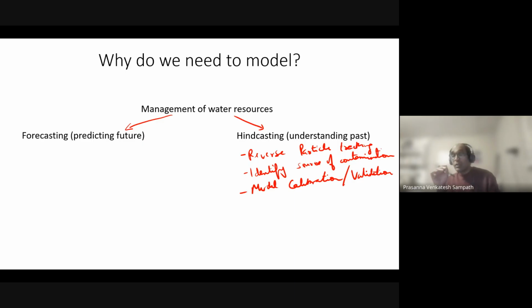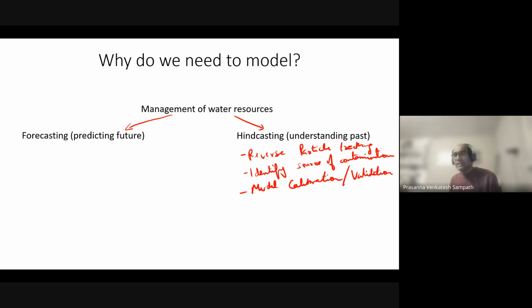So that process is called model calibration, in order to constrain the model and say, give me reasonable predictions. And once I'm convinced that the model is able to predict whatever has happened in the past, then I can say this model is good. It can be used to predict the future, right? So therefore, this hindcasting or understanding the past is very important.